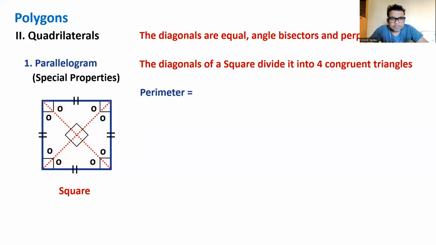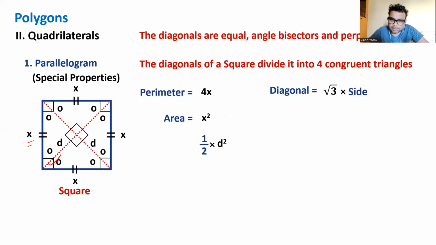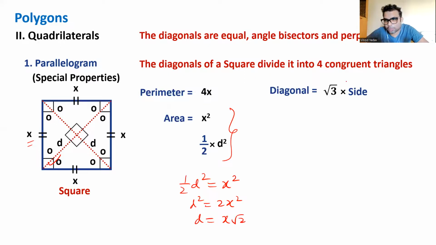Perfect. Perimeter 4 into side, all sides are equal. Area x into x into sine of 90 with respect to side, right? x square it will be. Or in terms of diagonals, half d square, right? Because the angle between the diagonals is also known, that is 90, isn't it? So half d square. Yes. So by comparing these two, half d square is equal to x square. So d square is 2x square. So the diagonal is x into root 2. So here we have root 2. Okay, so the diagonal is root 2 times the side. That we know anyways already.